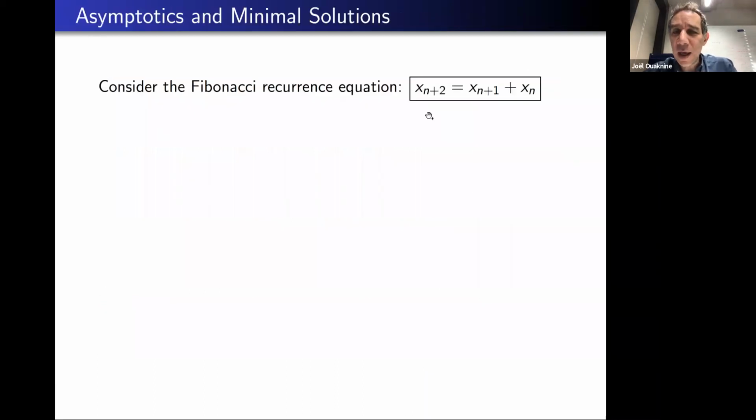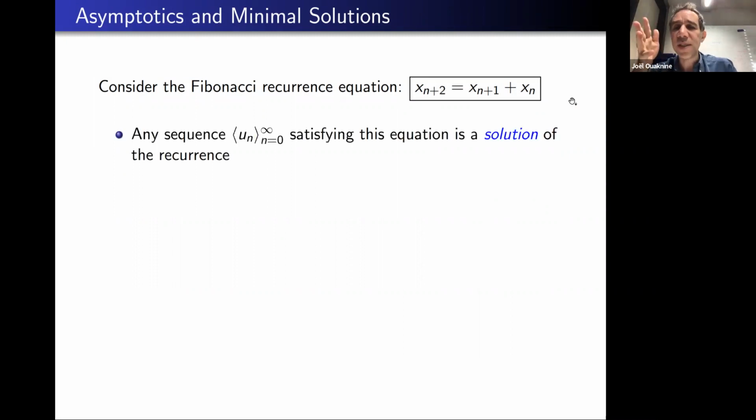So let me try to explain some of these things again through some examples. Consider the Fibonacci recurrence equation. I think everybody knows this one: x_{n+2} equals x_{n+1} plus x_n. Any sequence satisfying this equation is a solution of the recurrence. Of course, the classical sequence 0, 1, 1, 2, etc., is one solution. But if you start with two different values like -7 and 3, you will get another sequence, which you just build by construction.